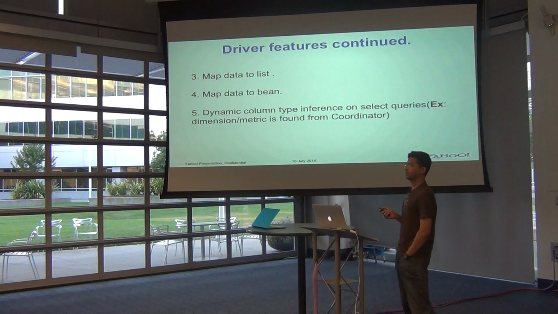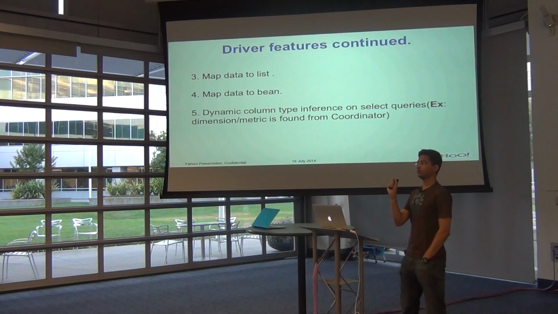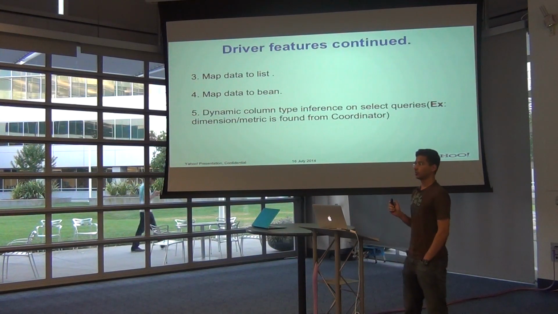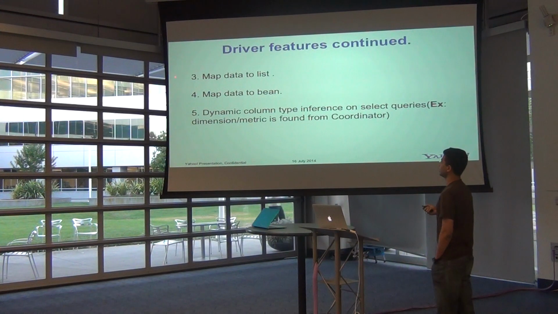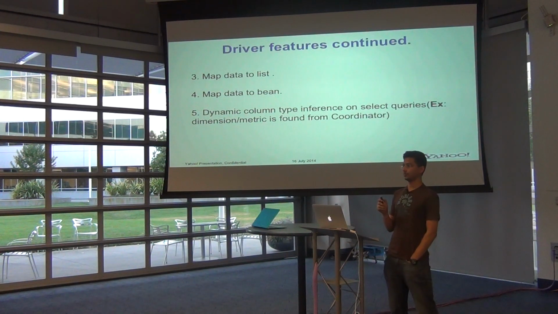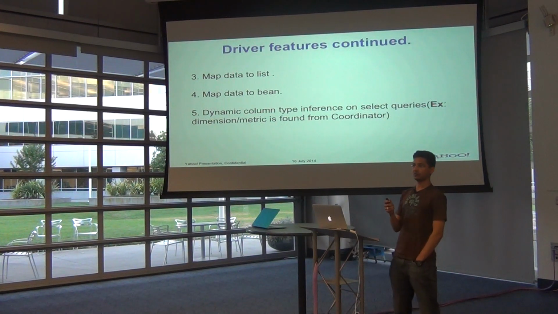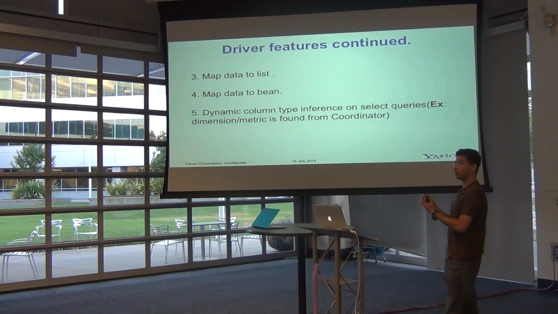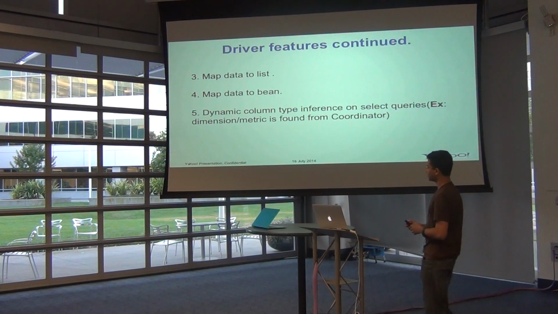And then there's a dynamic column inference. So when you do a select, the SQL layer doesn't know which of the columns that you're asking for is a dimension and which of the columns is a metric. So the driver queries for the metadata of the data source and figures out what is a metric and what is a dimension in the query, recomposes the query and fires it to Druid.